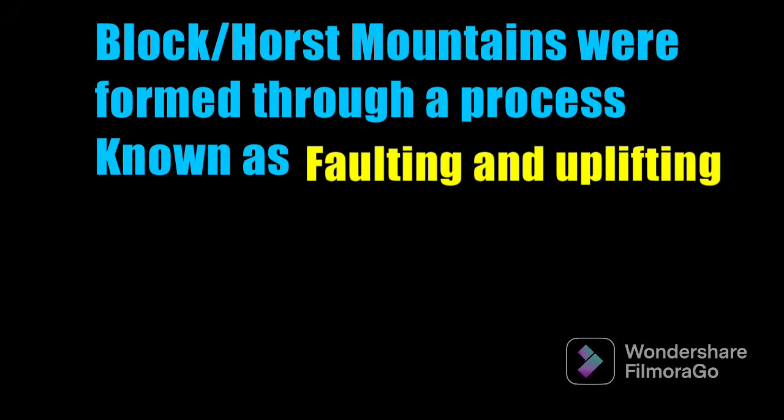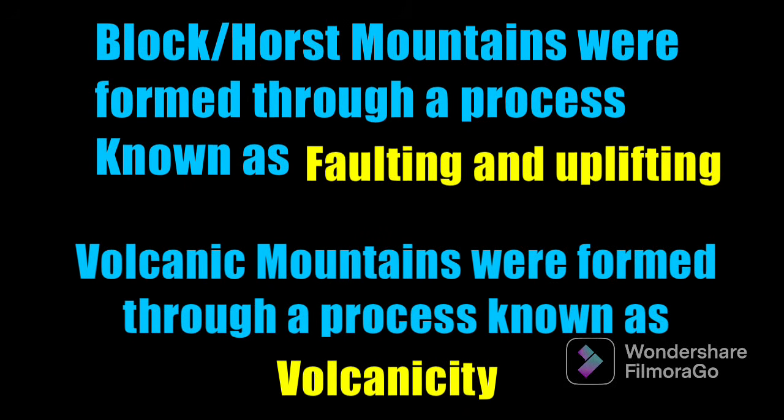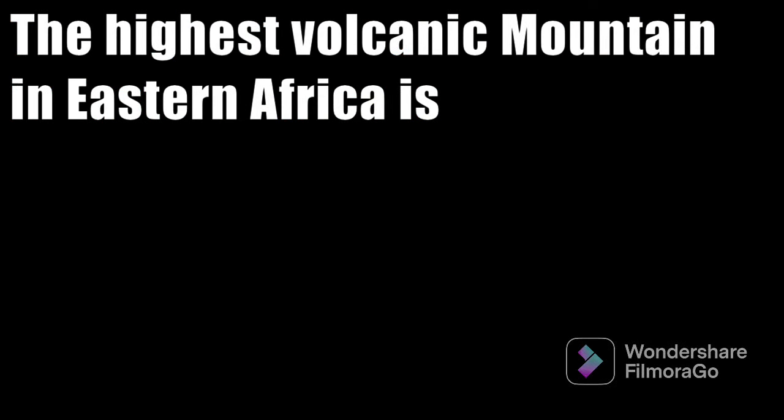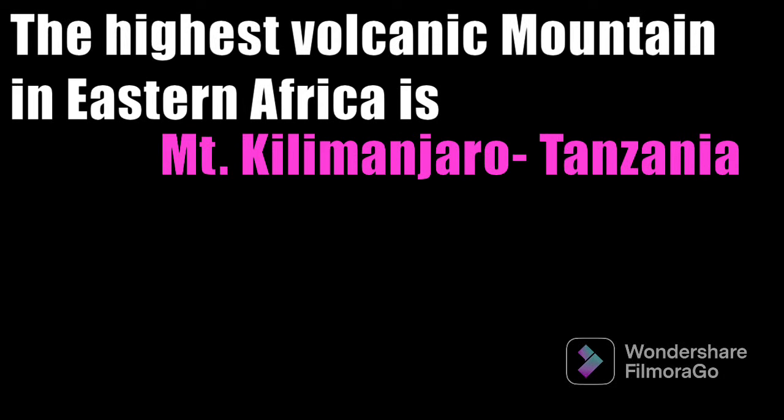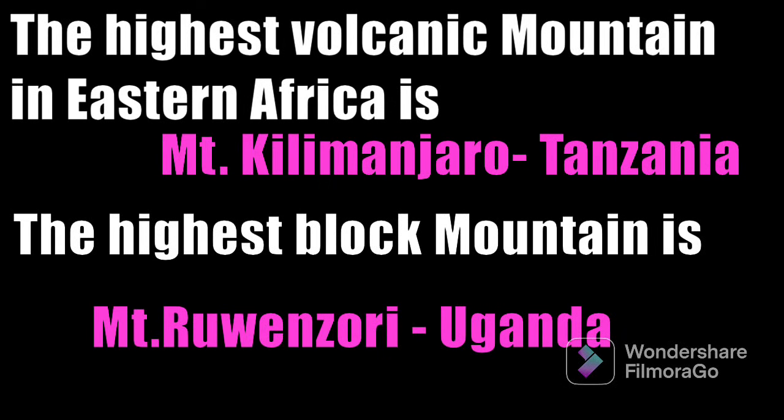Block or horst mountains were formed through a process known as faulting and uplifting, while volcanic mountains were formed through a process known as volcanicity. The highest volcanic mountain in Eastern Africa is Mount Kilimanjaro in Tanzania, while the highest block mountain is Mount Rwenzori in Uganda.